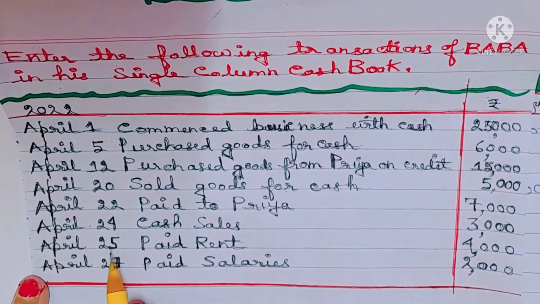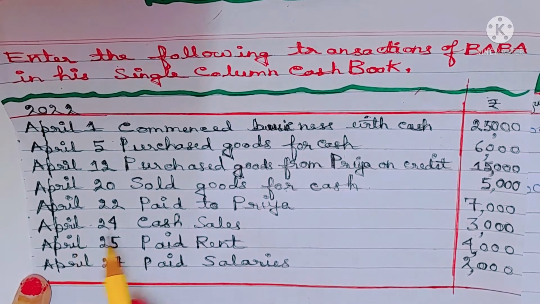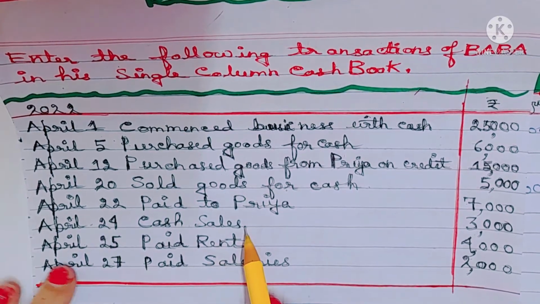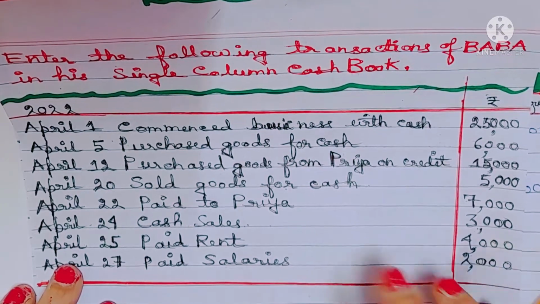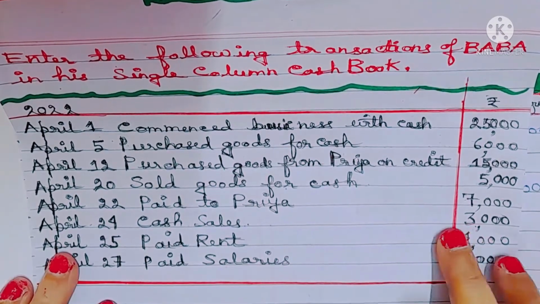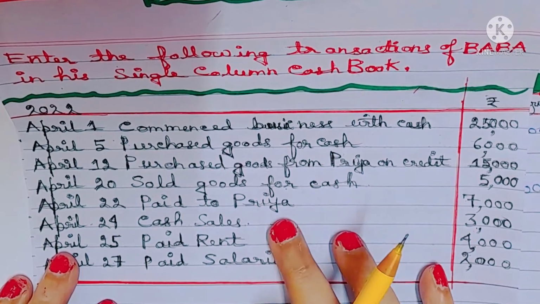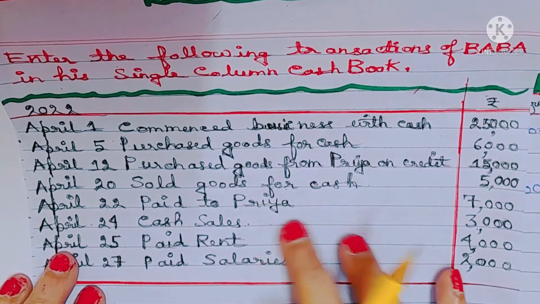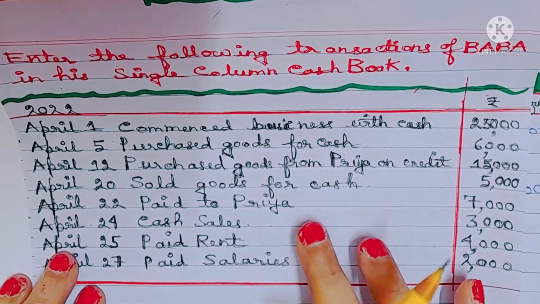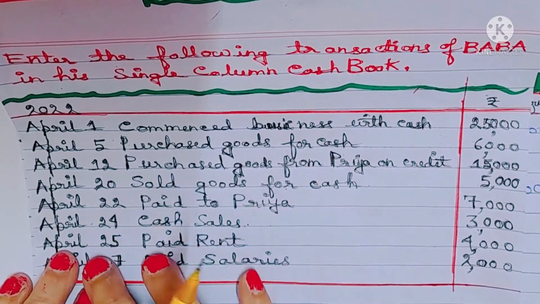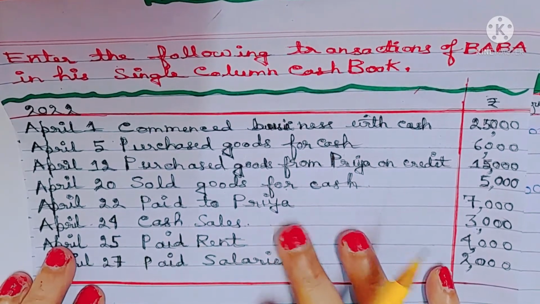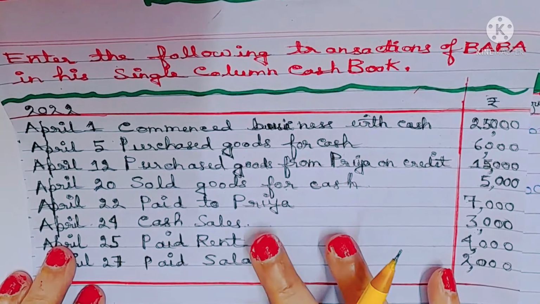The next transaction is on 24th April. Cash sales or goods sold for cash is 3,000. So what will be the journal entry? The journal entry will be cash account debit to sales account. What is the position of cash? Since cash account is on the debit side, sales account will be also on the debit side. So we'll have to write on the debit side to sales account.